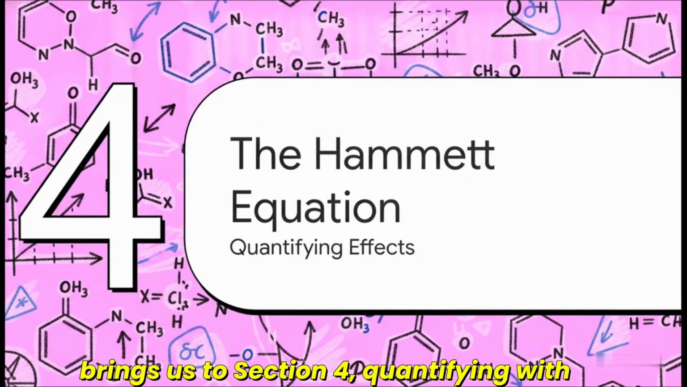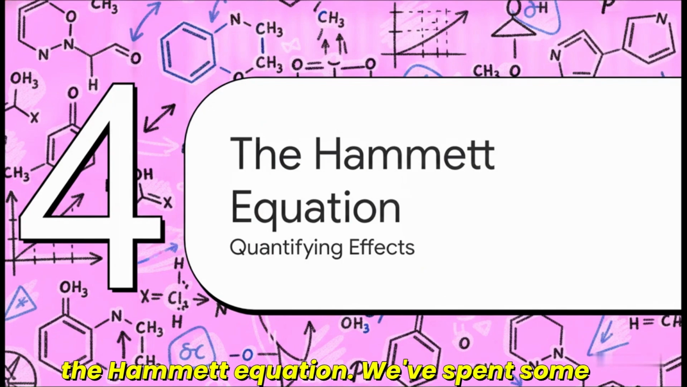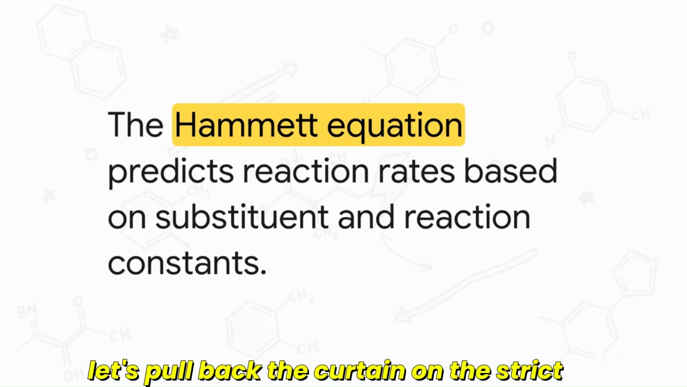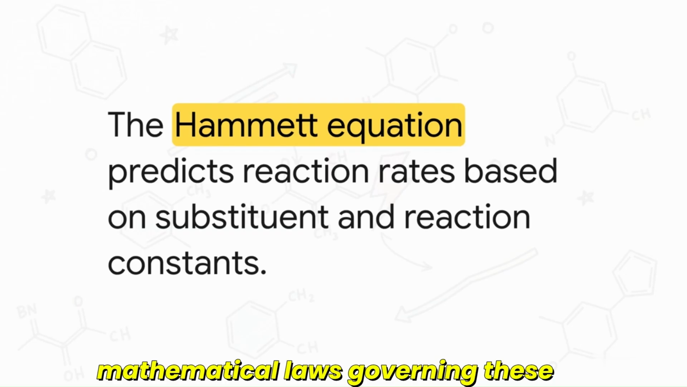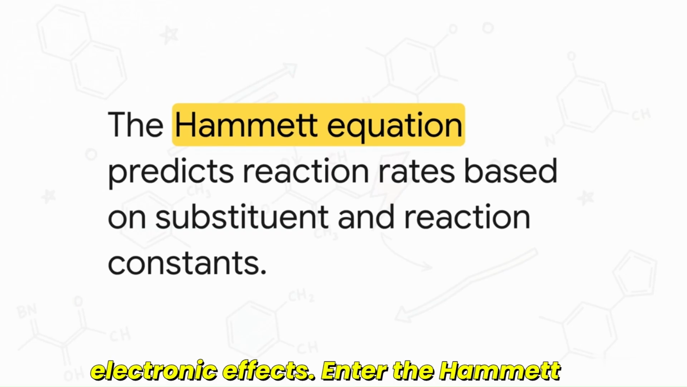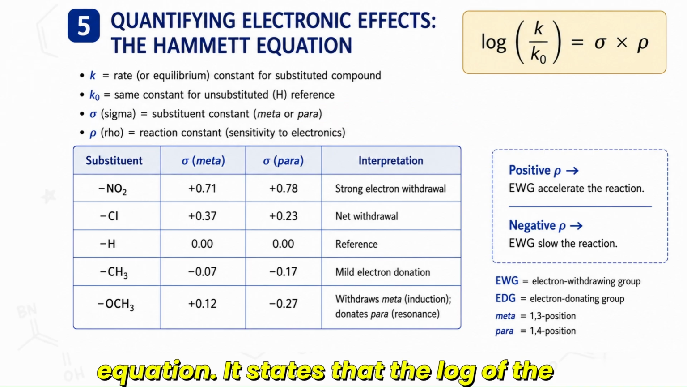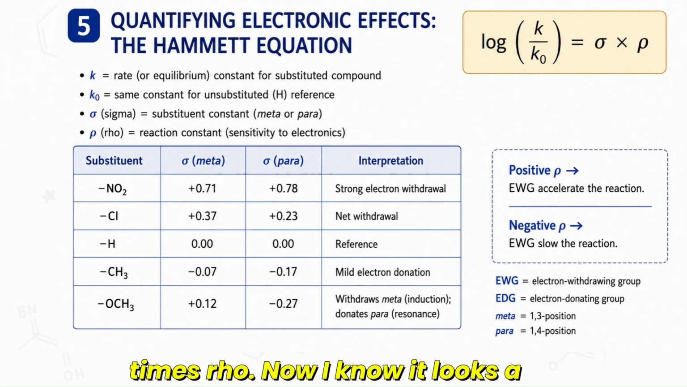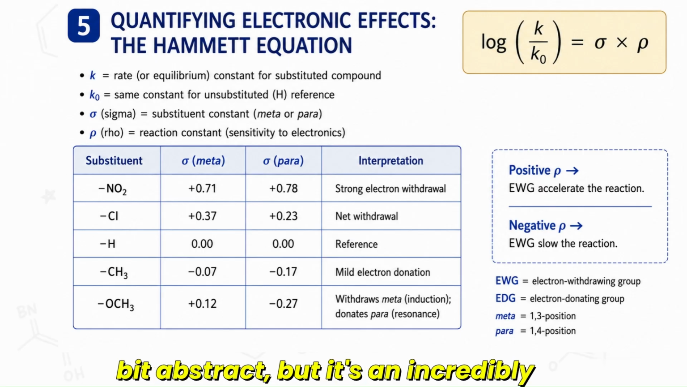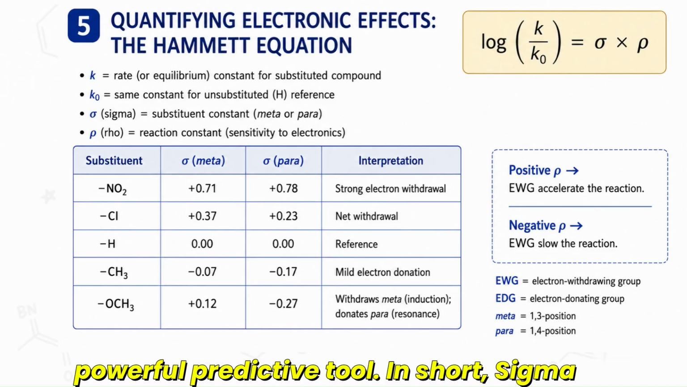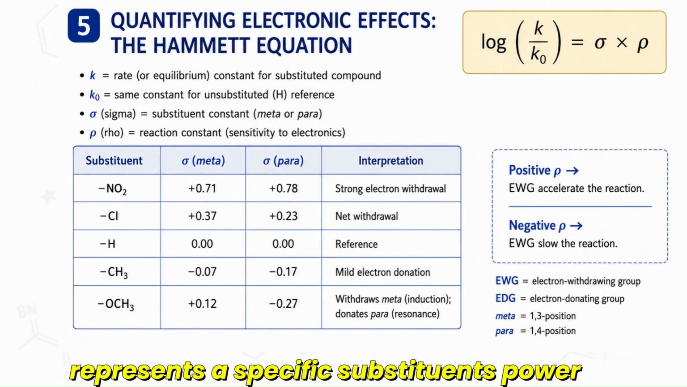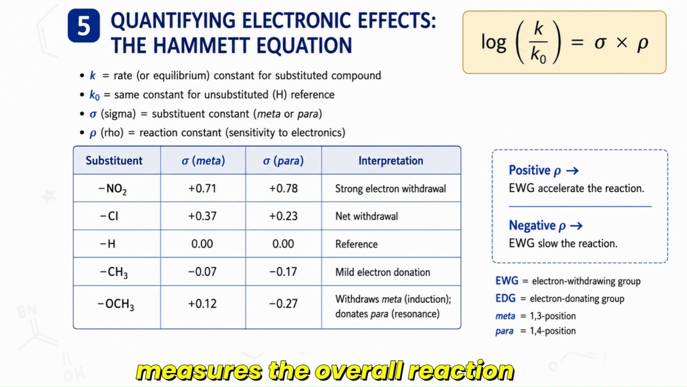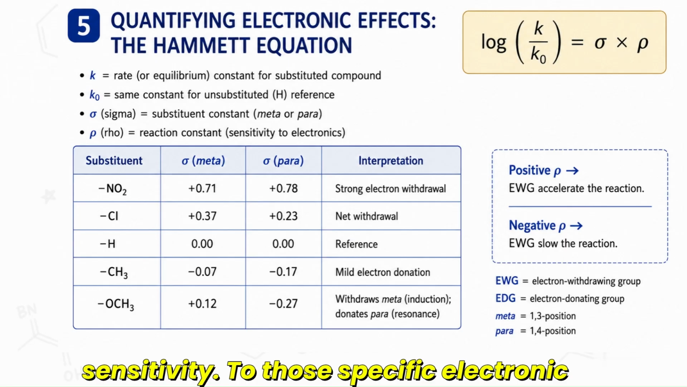Which brings us to Section 4, quantifying with the Hammett equation. We've spent some time on the qualitative rules, but now let's pull back the curtain on the strict mathematical laws governing these electronic effects. Enter the Hammett equation. It states that the log of the reaction rate ratio is equal to sigma times rho. Now, I know it looks a bit abstract, but it's an incredibly powerful predictive tool. In short, sigma represents a specific substituent's power to push or pull electrons, while rho measures the overall reaction sensitivity to those specific electronic changes.